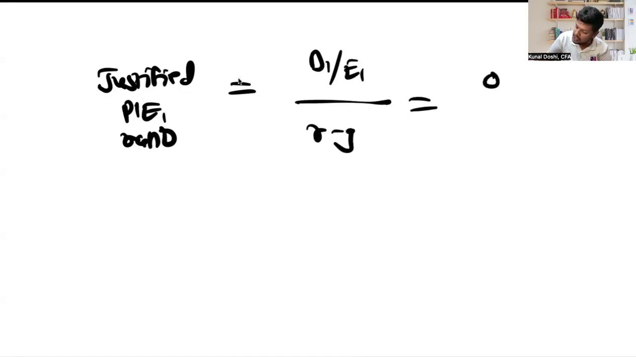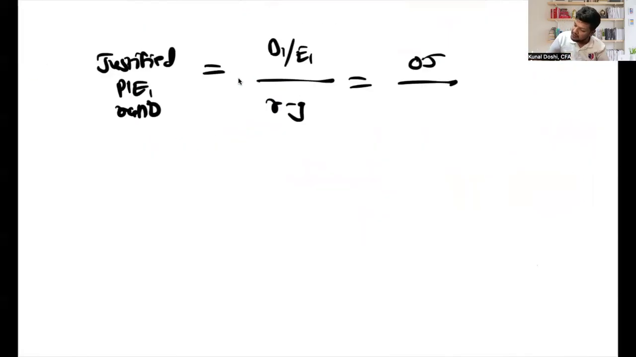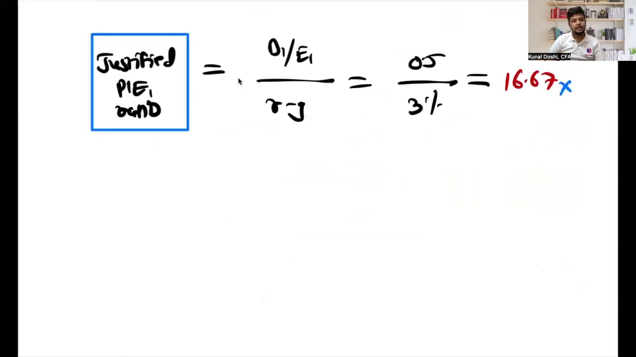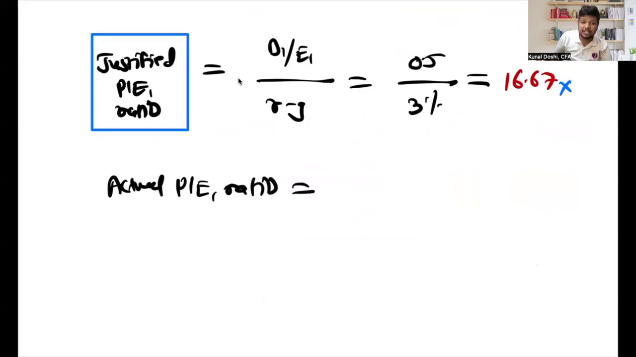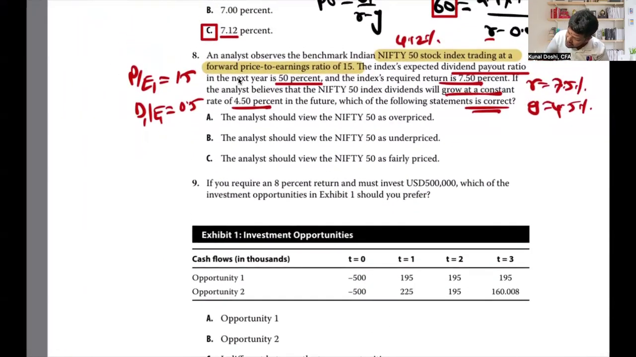Now my payout ratio is 0.5 divided by R minus G. So R minus G is 7.5 minus 4.5, that's 3%. So if you do 0.5 divided by 3%, this gives you 16.67x. This many times should be your PE ratio. Correct? But they have given me the actual PE ratio, based on the trading that is happening in the market. It is how much? 15.